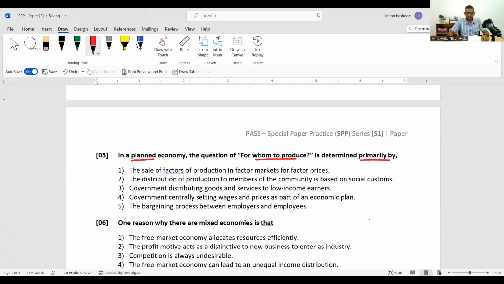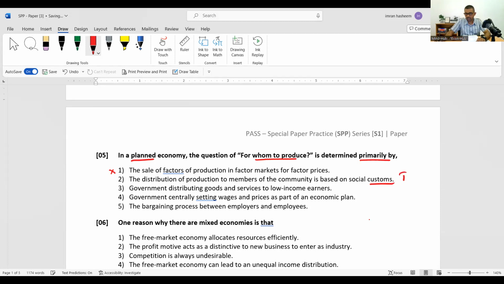The sale of factors of production in factor markets for factor prices. That is basically how income is decided in a market economic system. But in a planned economic system, the main income to the households would be wages by providing labor. It is decided mainly by the government. Okay, so that's eliminated. The distribution of production to members of the community is based on social customs.